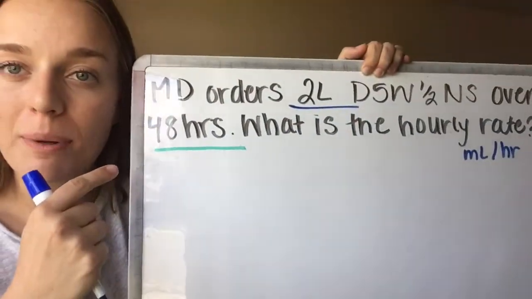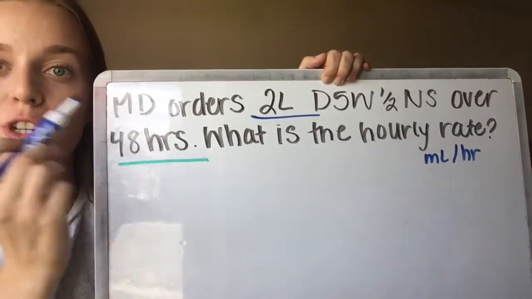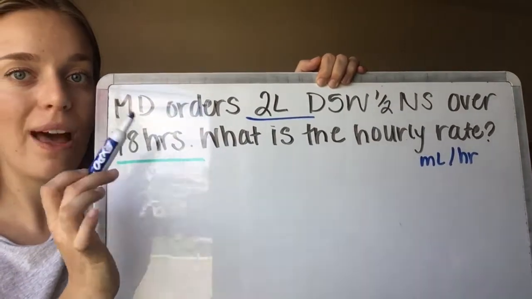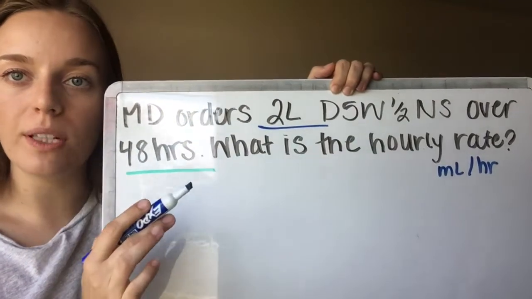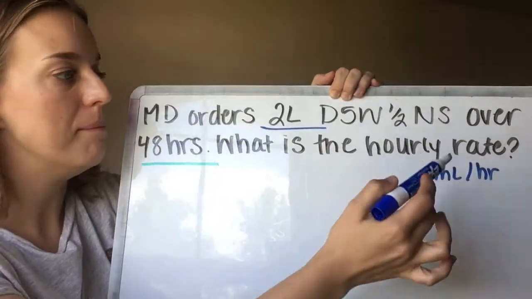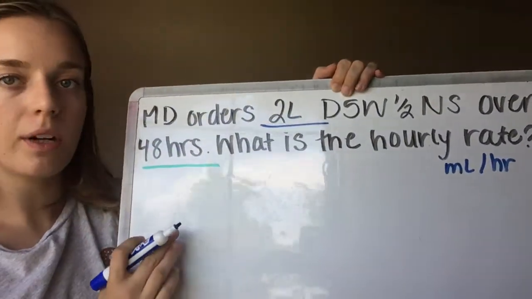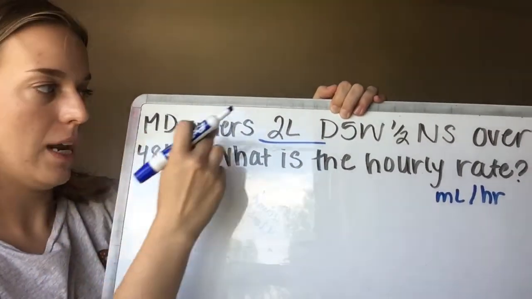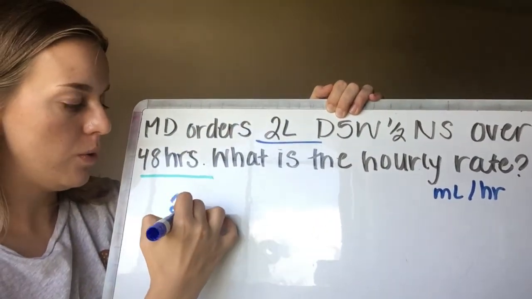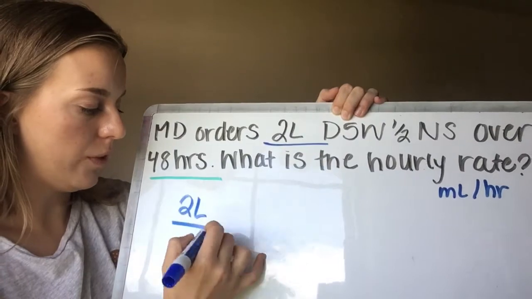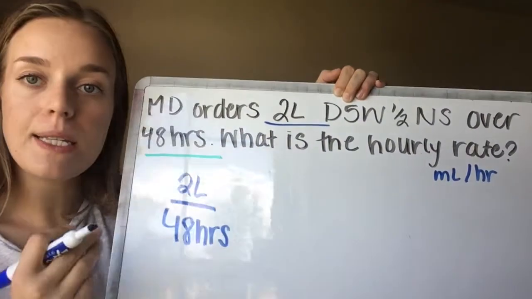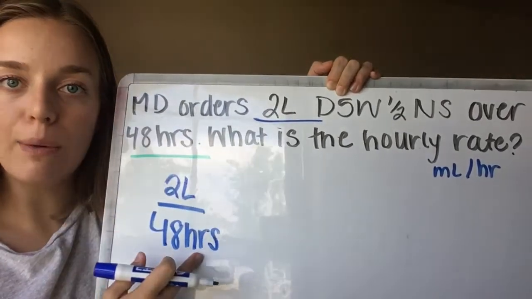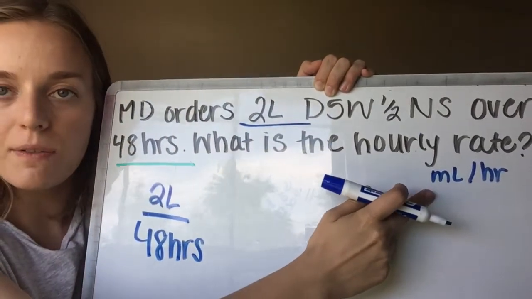All right, we got our second problem here. The MD orders 2 liters of D5W half NS to infuse over 48 hours. So what is the hourly rate? We're still looking for milliliters over hours. So we're going to write it all down according to what we know. So he's ordered 2 liters over 48 hours. So right now we're in liters over hours, but we need to get to milliliters over hours.